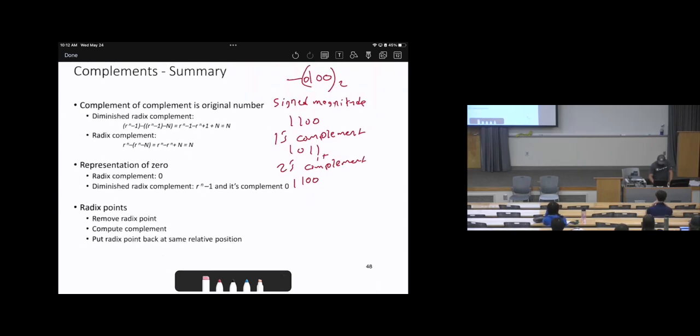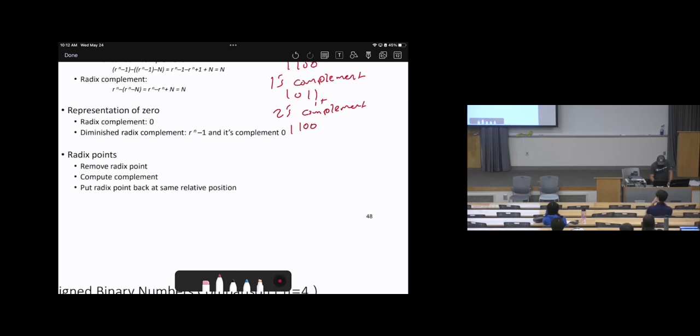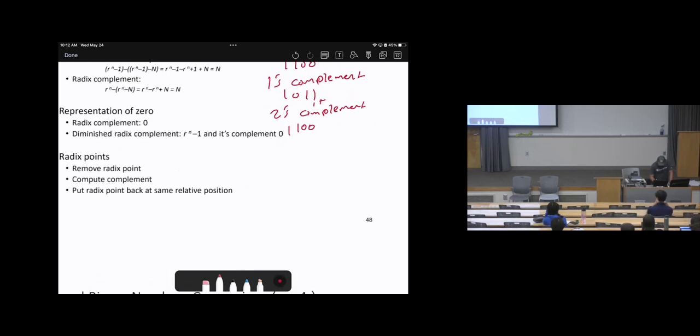Now, I want you to try these two examples. I want you to try 348. Find the 9's complement and the 10's complement. The other scenario is 0110. I want you to find the 1's complement and 2's complement. So try it now.